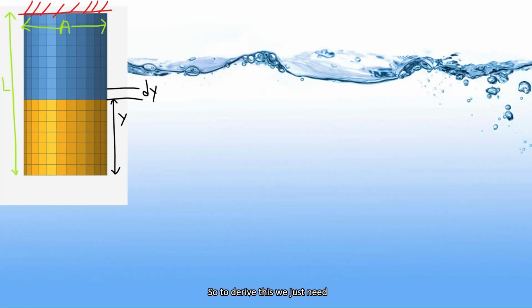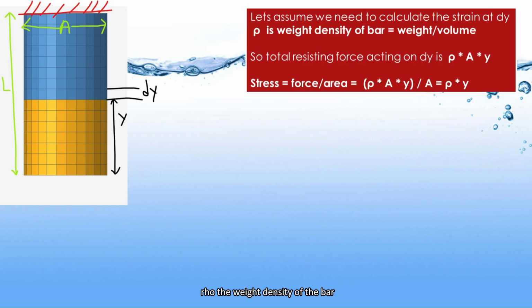To derive this, we just need a uniform bar. We assume a bar of length L, cross section A, and we take a very small element of cross section, that is dy, at a distance y from the free end. If rho is the weight density of the bar, which is weight by volume, the total resisting force at dy will be rho times A times y, which is the total force acting on this small cross section dy.